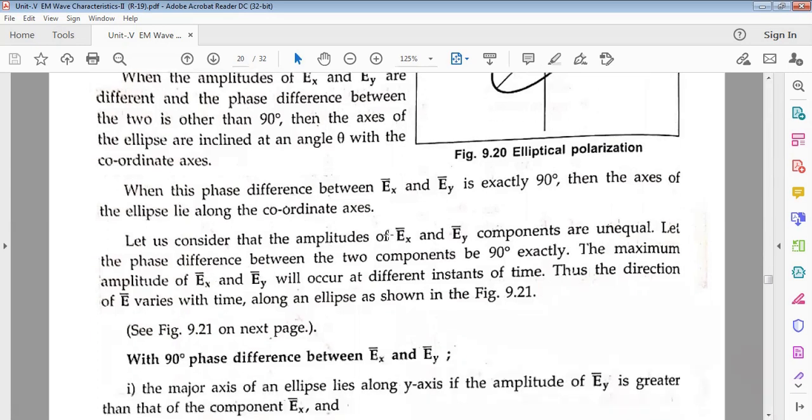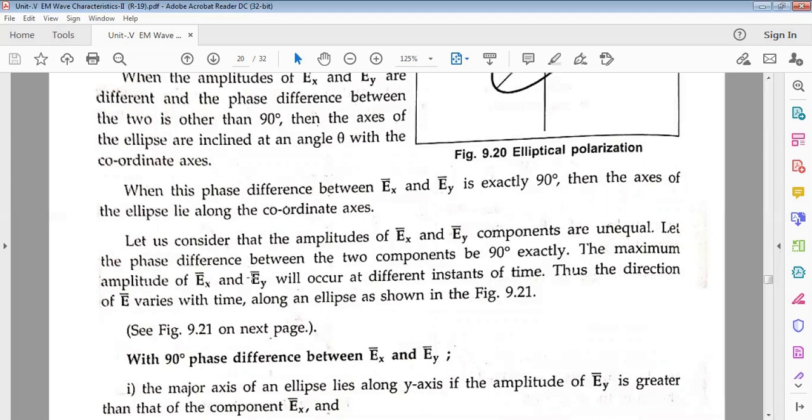Let us consider the amplitudes of EX and EY are unequal. Here they are not at all equal. In linear polarization, the amplitudes can be either equal or unequal, but here the EX bar and EY bar components are unequal. Let the phase difference between the two components be exactly 90 degrees. Not in phase, sorry, a 90 degrees phase difference between the two components.